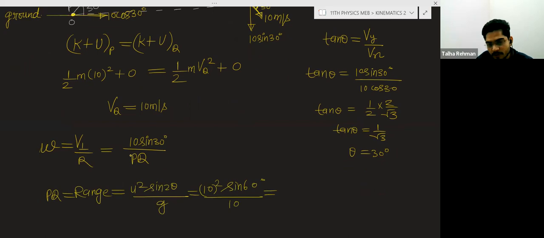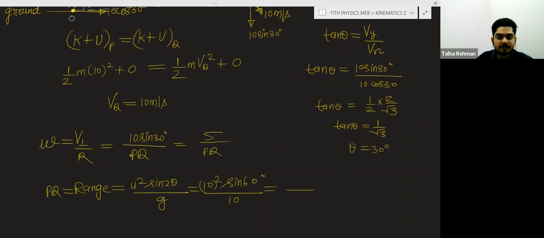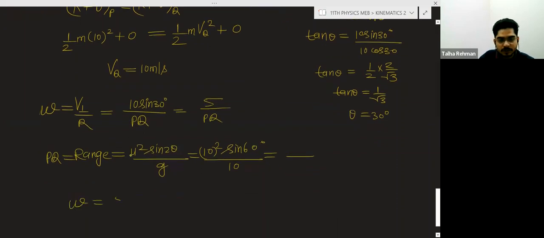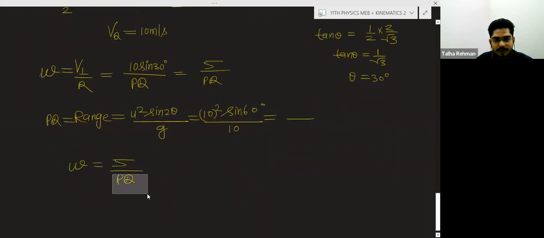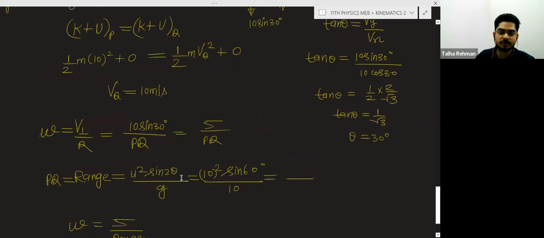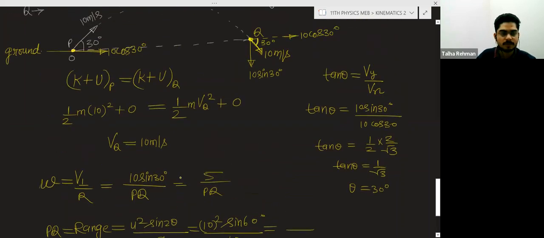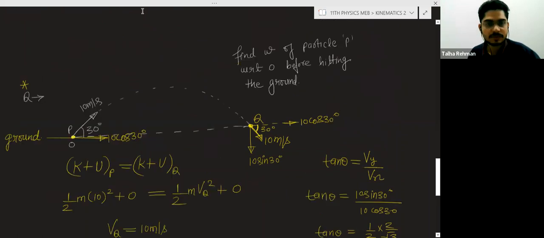So you will get the value of PQ from here. 10 sin 30 will become 5. When you put the value of PQ here, you will get the angular velocity. So 5 divided by PQ will be your answer, or you can write the range here also. This is, I will say, a good question. Note it down fast.